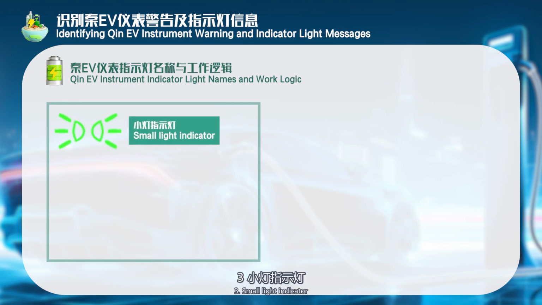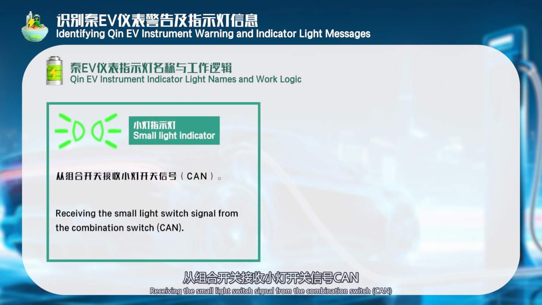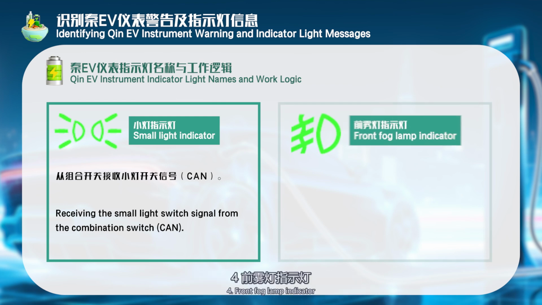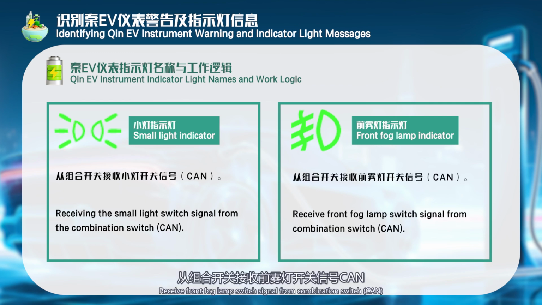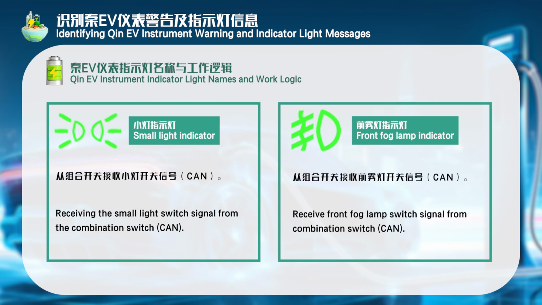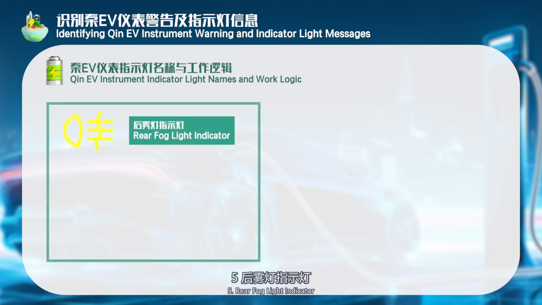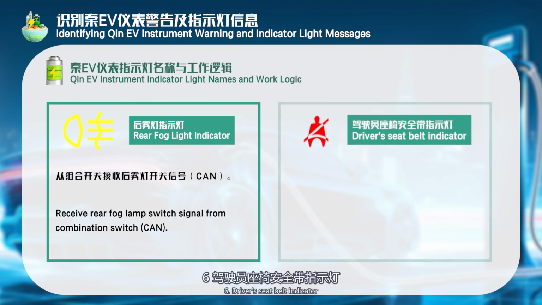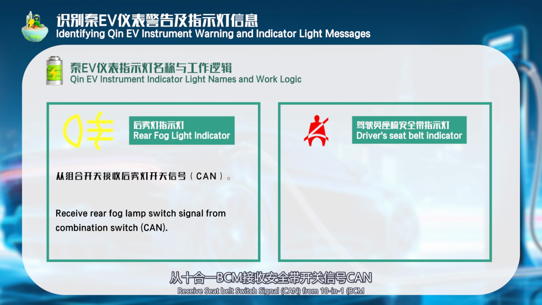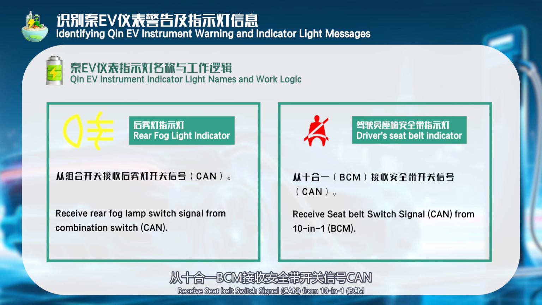3. Small light indicator. Receiving the small light switch signal from the combination switch. 4. Front fog lamp indicator. Receive front fog lamp switch signal from the combination switch. 5. Rear fog light indicator. Receive rear fog lamp switch signal from the combination switch. 6. Driver seat belt indicator. Receive seat belt switch signal from the BCM.